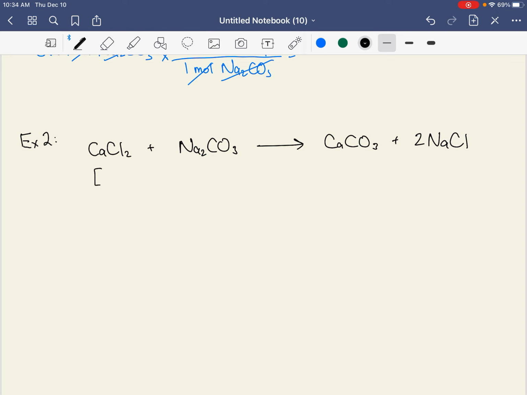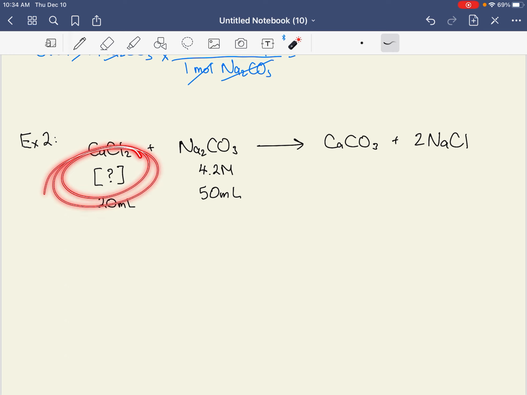All right, I want to know what the concentration of this is. Okay, what I do know is that this is 20 milliliter or something like that. Okay, I know what the concentration of this is. This is 4.2 molar at, I don't know, 50 milliliter? The question is, can you find out what the concentration here is?